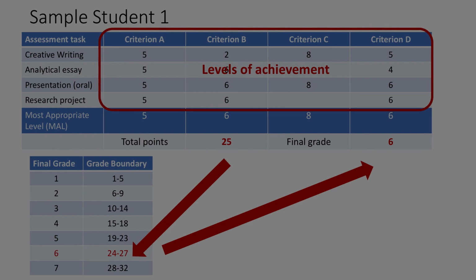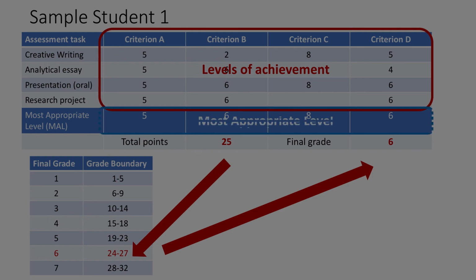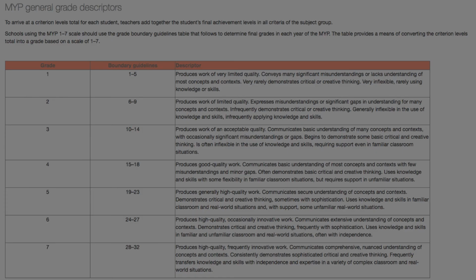It's important to remember that these numbers for the criteria, they're called levels of achievement. Often they get called grades, but really they're levels of achievement. And then the next set of numbers, these are called the most appropriate level, or the MAL. And then we have the final grade. There's also a set of general grade descriptors. So this table shows the grade from 1 to 7 with the grade boundaries, and then there's a description of what the student performance or understanding looks like here.